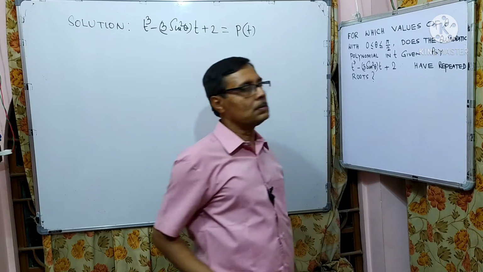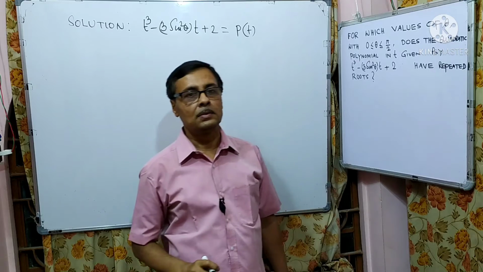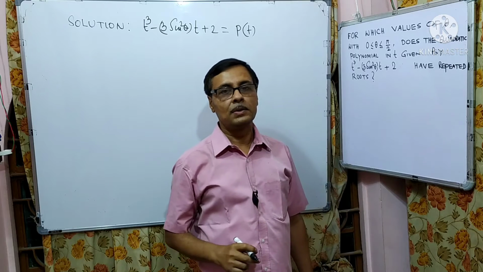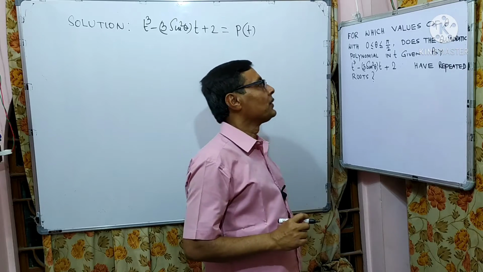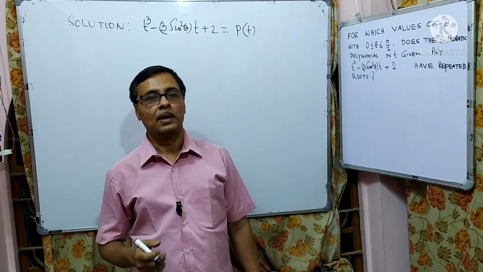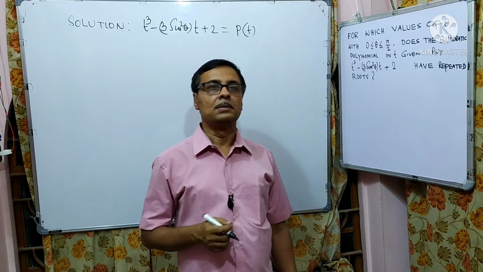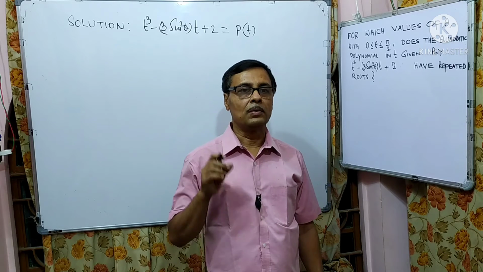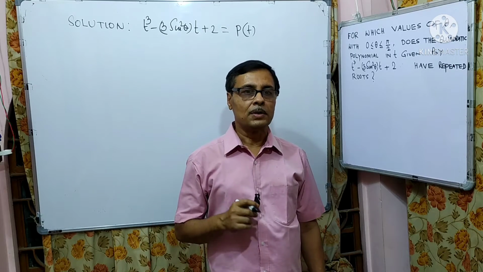Here this polynomial has repeated roots, that is double roots. For which values of theta does this polynomial have repeated roots? We have to find out the values of theta. We already know the condition for a polynomial to have a double root, that is, repeated roots: its first derivative with respect to the variable must be 0. At double roots, the first derivative of the polynomial must be 0.